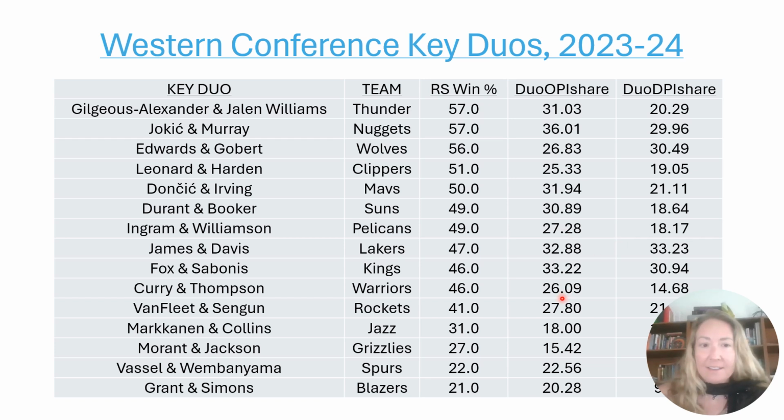So you can see that down here, we've got Vassell and Wembanyama. They've got quite a strong share right here, over 22. And they are a very not successful team this past season. They are close to last. So it seems like maybe, as I kind of scan these numbers, that the duo OPI share and DPI share are not going to have as much explanatory power over the results of the regular season as they did in the Eastern Conference.